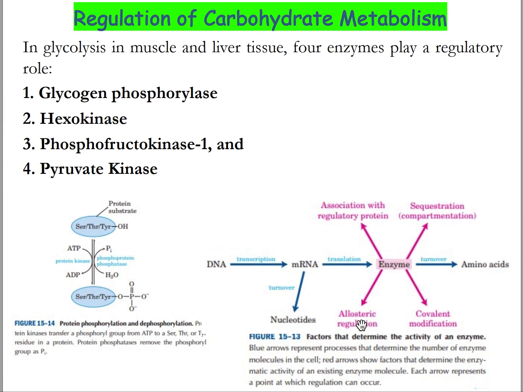So regulation of carbohydrate metabolism: in muscle and liver tissues, there are 4 enzymes that play a regulatory role. One is glycogen phosphorylase, the first enzyme of glycogen breakdown, and the others are hexokinase, phosphofructokinase, and pyruvate kinase. Those 3 are enzymes of glycolysis. Those 4 enzymes are all involved in phosphorylation or dephosphorylation of the carbohydrate intermediates.